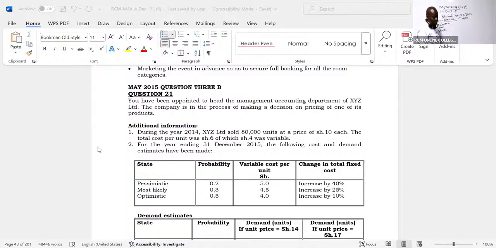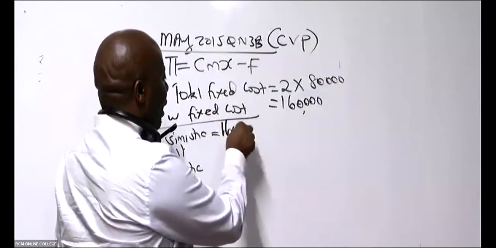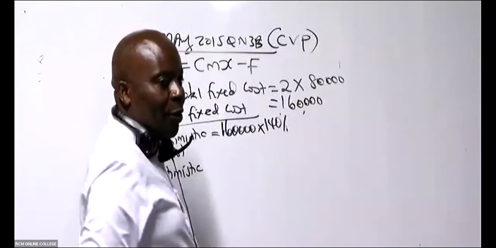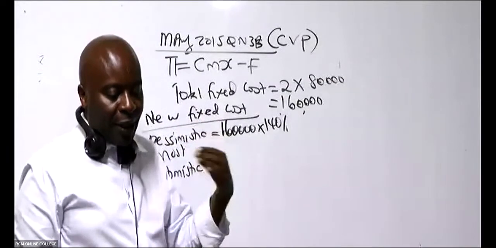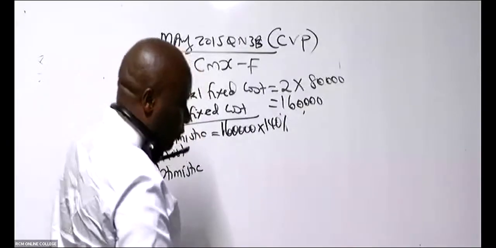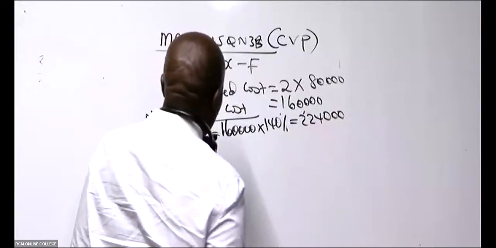That the fixed cost will increase by, are you able to see this column here? Increase by 40%. So if it increases by 40%, then that one will be 160,000 times 140%. Because you see, normally it's 100. So if it's going to increase by 40%, you multiply it by 1.4. Which somebody is telling me is 224,000. 224,000. Thank you very much.